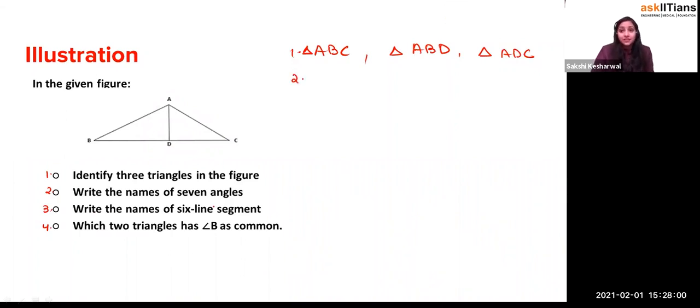Question number 2. Write the names of these 7 angles. How many angles do you have, right? So this is angle 1, this is angle 2, this is angle 3, this is angle 4, this is angle 5, and this is angle 6, right or not? Yes. Now we got 6 angles, and you can see that angle A is equal to what? Angle 2 plus angle 5, or not?